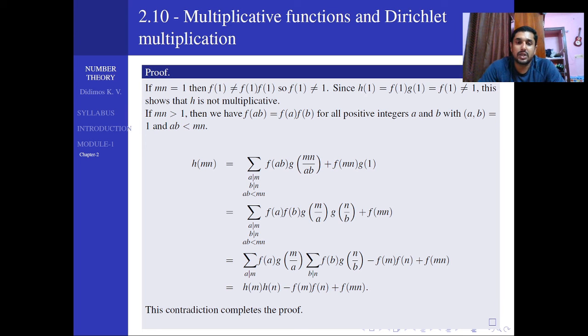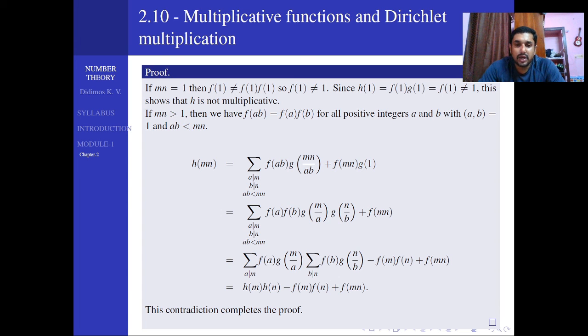Now we start with h of mn. H of mn is equal to sigma a divides m, b divides n, ab less than mn, f of ab into g of mn by ab, plus f of mn into g of 1. This is nothing but the extraction. If you consider sigma a divides m, b divides n, f of ab, g of mn by ab, and extract the one term corresponding to a equal to m and b equal to n, we will get the last term of the right side. So this is nothing but an extraction.